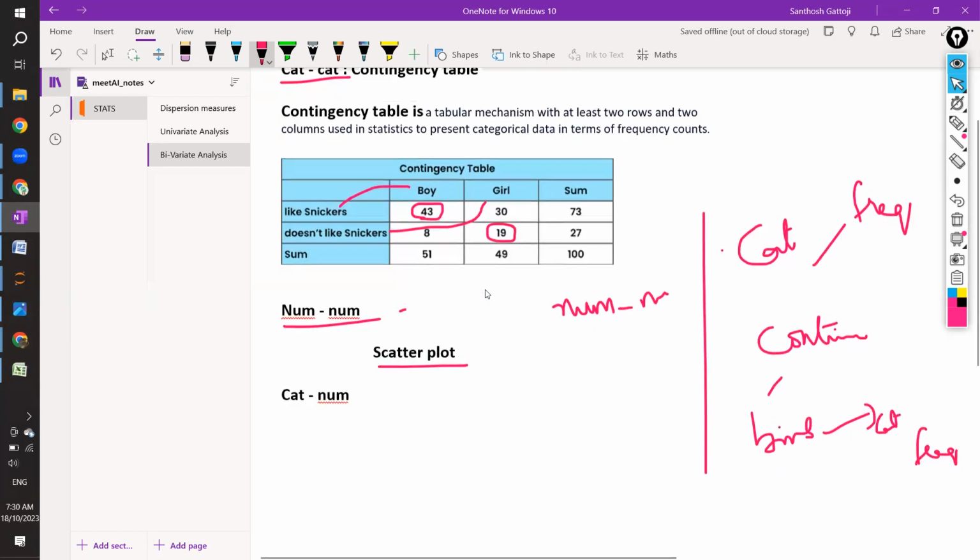But if both are numerical, what to do? You can go for the scatter plot and understand the graph, because here you don't have any frequencies at all. You cannot convert this into categories; it will not make any sense. So if both are numerical, it is very simple: you can just go for the scatter plot. Is scatter plot clear, everybody?